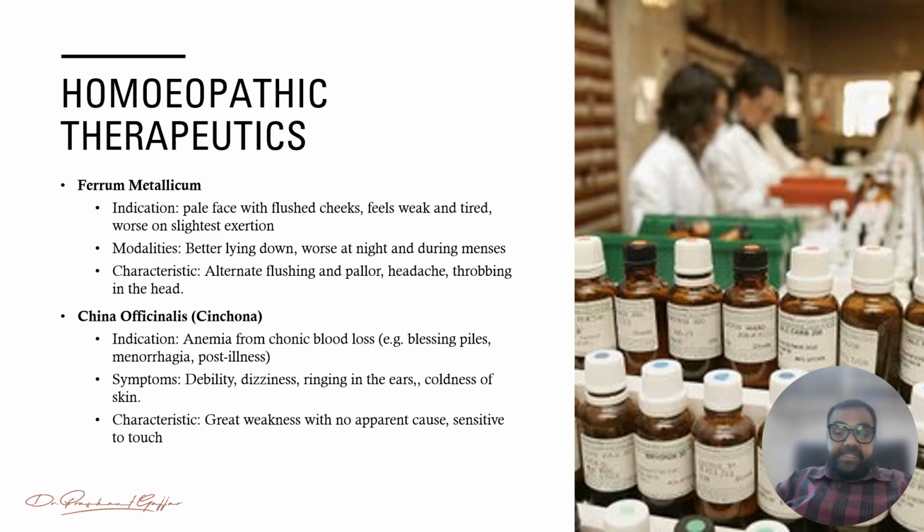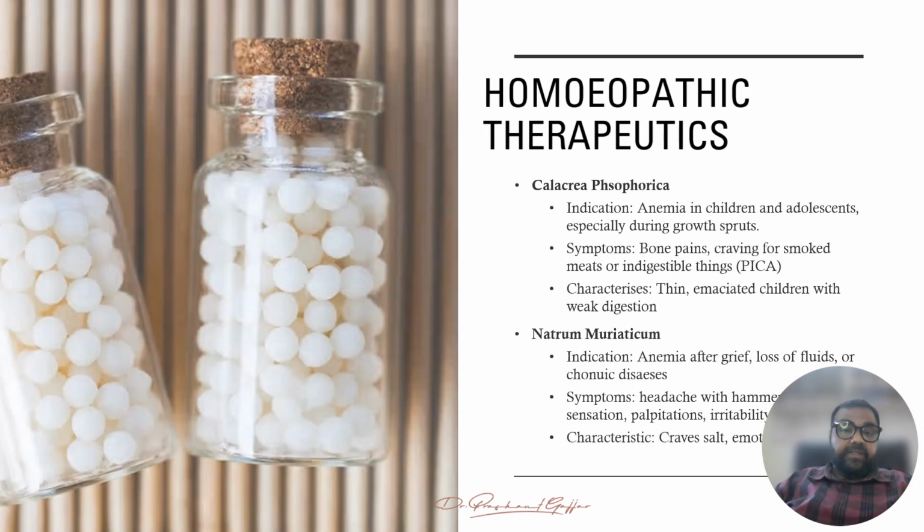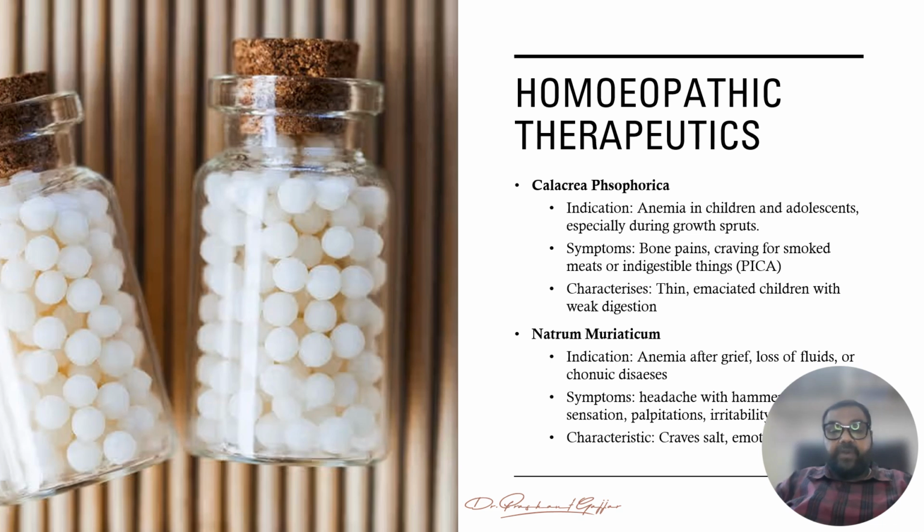Other homeopathic medicine like Calcarea phosphorica. Calcarea phosphorica indicates anemia in children and adolescents, especially during the growth spurt. The symptoms may be bone pain, craving for smoked meat and indigestible things, which is called pica.